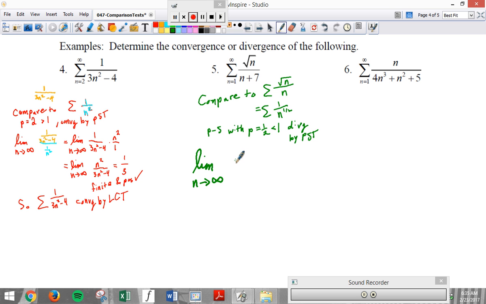Why I'm writing this. I have root n over n plus 7 times n to the 1/2 over 1. But Mr. Leven, you said we divided it. I did divide it. I just kept, changed, and flipped in my head. From this point on, you will be dividing so many fractions that you should just know you can jump to the step where you're multiplying by the reciprocal.